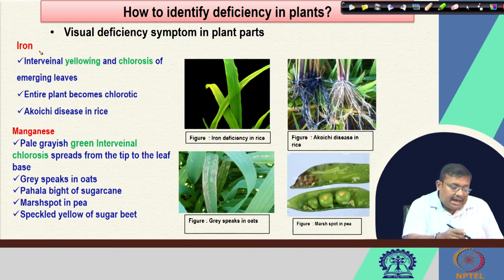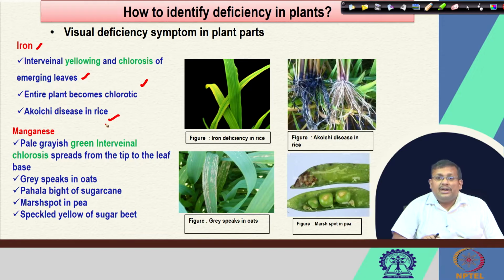First is iron. In case of iron, we can see interveinal yellowing and chlorosis of emerging leaves. The entire plant becomes chlorotic, and we can also see Akiochi disease in rice. These are some of the visual deficiency symptoms of iron. In case of manganese, we can see pale greyish green interveinal chlorosis spreading from the tip to the leaf base, and also grey specks in oats, pahala blight of sugarcane, marsh spot in pea, and speckled yellows of sugar beet.